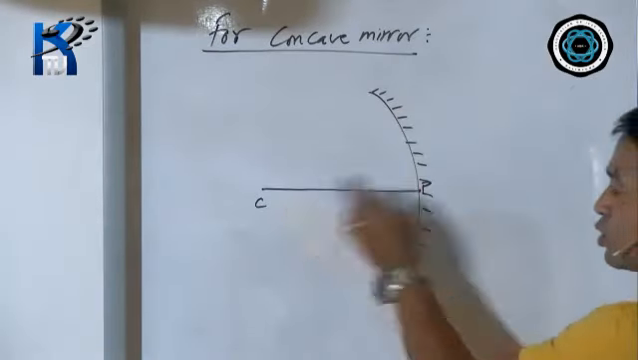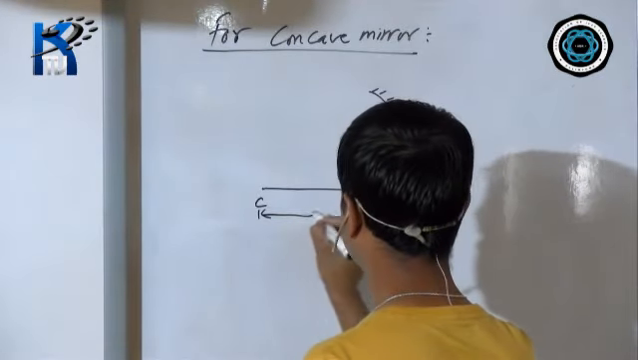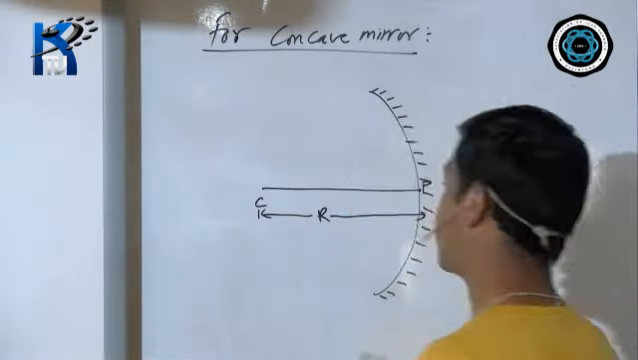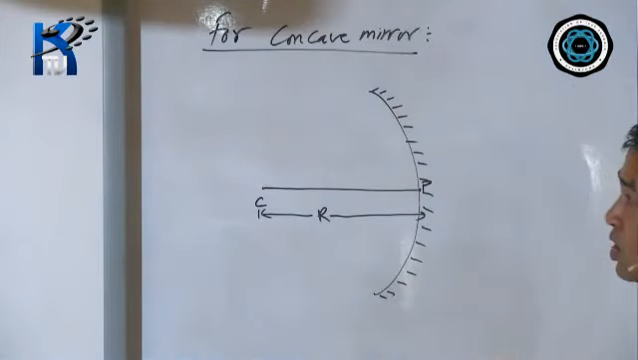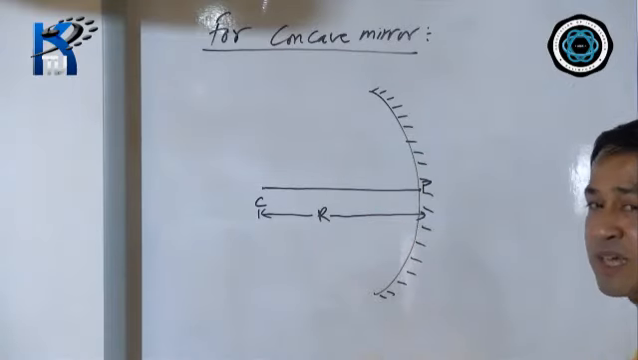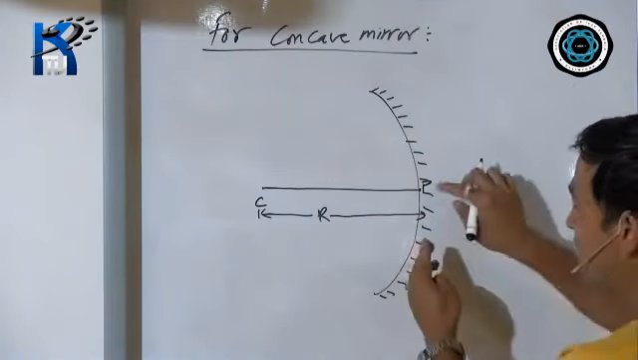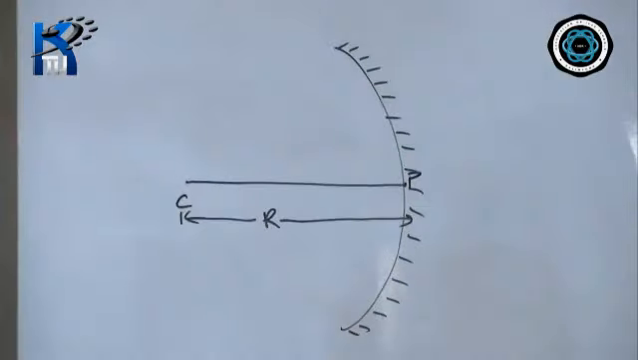Yes, pole, center of curvature. So what distance do we call this? This is the radius of curvature. That means PC, the pole to center of curvature distance, is R, the radius of curvature. If you follow the sign convention that we learned just now, this distance is taken as negative because you are measuring the distance left to the pole on the principal axis. The left side of the pole, distances are taken as negative.